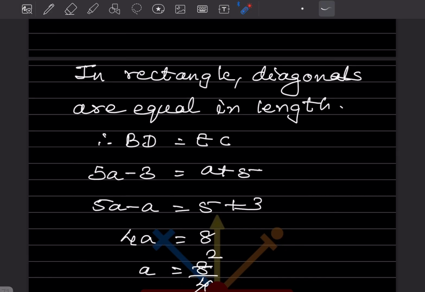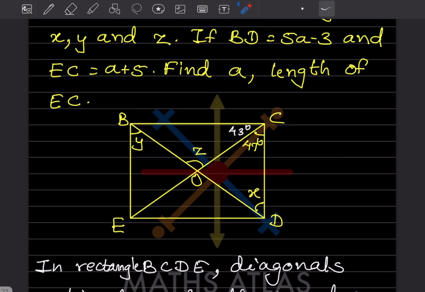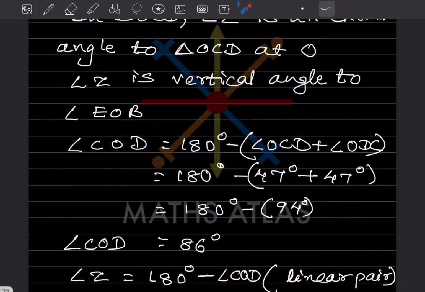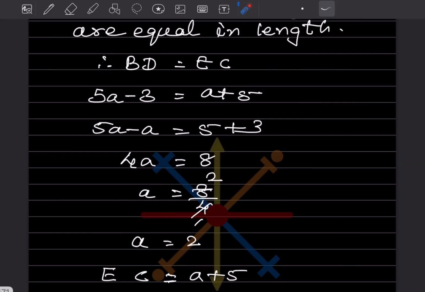And in a rectangle, diagonals are equal in length. So we can say BD is equal to EC. BD is given as 5a minus 3, and EC is a plus 5, so this is equal to this one. We have to find a. So 5a minus a is 4a, and the 3 goes to the other side as plus 3. So 4a is going to be 8. So a will be 8 by 4, which is 2.